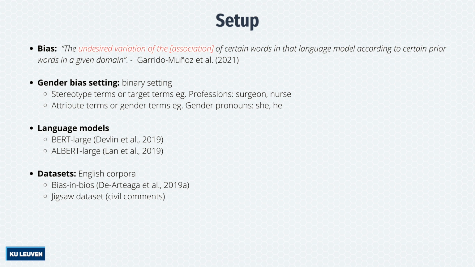Next, we look at the setting of language models we use, and in all our experiments we used the BERT large language model and the ALBERT large language model. And finally, we would also look at the datasets, and all our experiments were done in the English language setting, and for that we use the Bias in Bios dataset and the Jigsaw dataset.